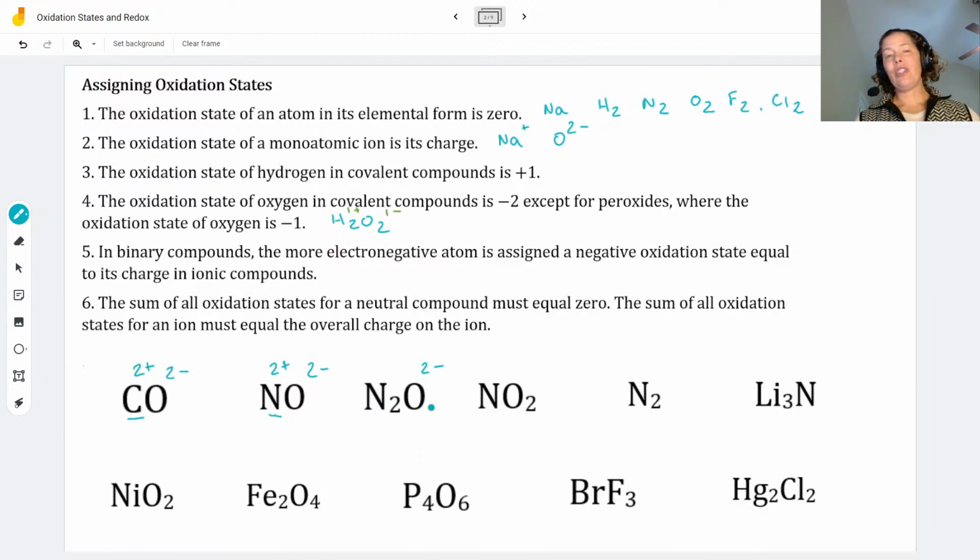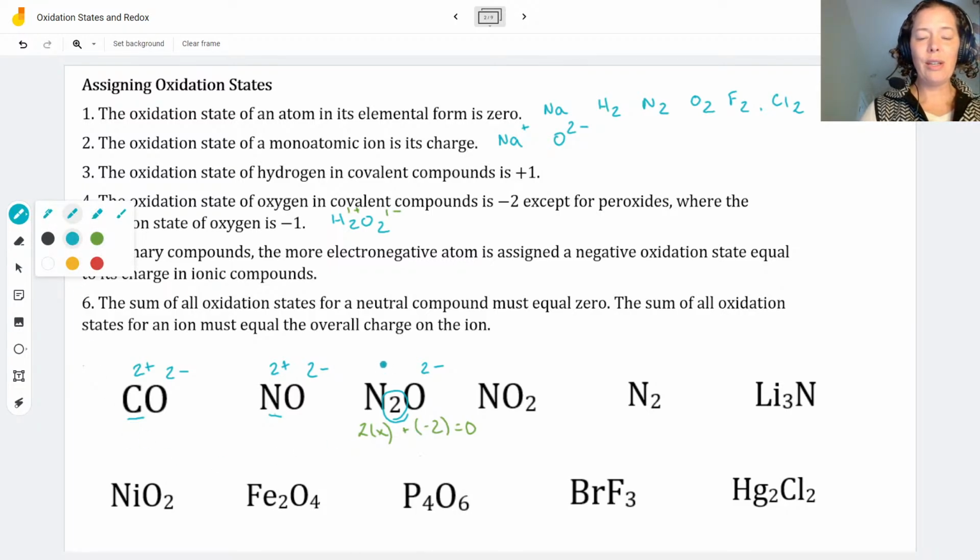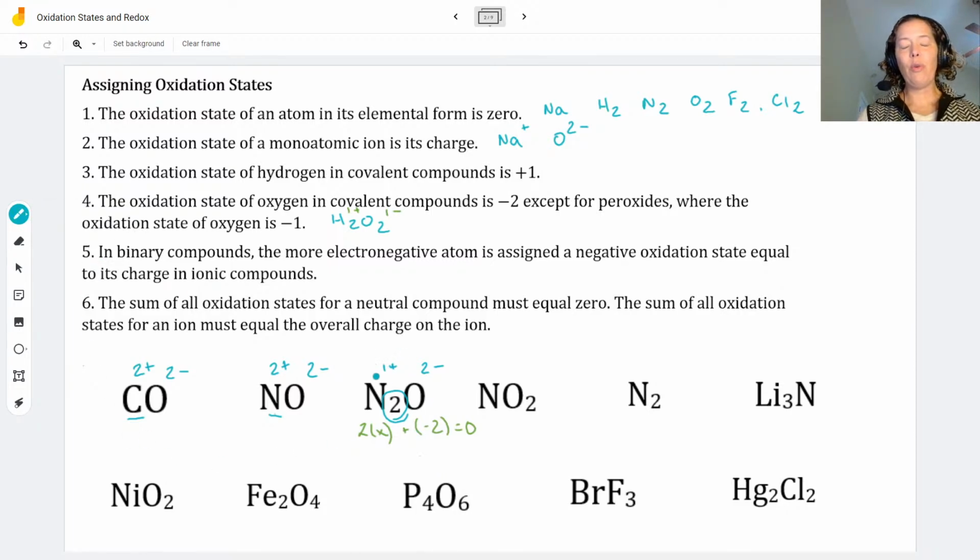And the sum of our oxidation states must equal 0, except we have 2 nitrogen. So if you want to think about this as an algebraic expression, it would be 2 times X, whatever the oxidation state is going to end up on nitrogen, plus the oxidation state on oxygen, which is -2, must equal 0. So you can see the difference between nitrogen monoxide and dinitrogen monoxide. You've got that element of 2 in there, which means the oxidation state on my nitrogen is +1. And you can see if you substitute a 1 in here for your X, then you end up with a true algebraic expression.